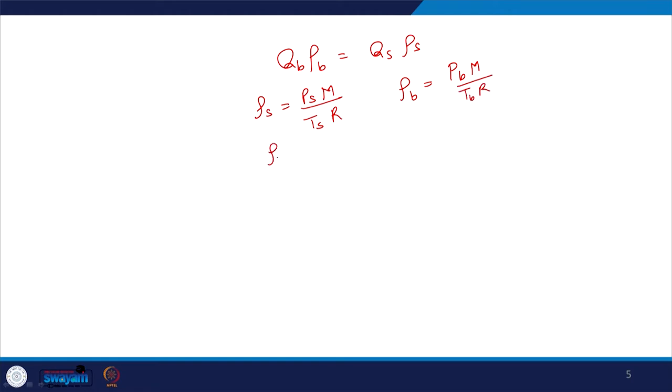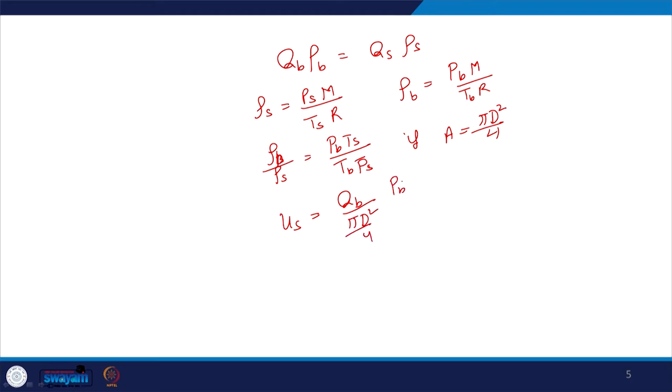Now, under steady state condition, Qb rho b is equal to Qs rho s, and rho s is equal to Ps m upon Ts r, and rho b is equal to Pb m upon Tb r. So, rho b upon rho s is equal to Pb Ts upon Tb Ps. Now, if we take A is equal to pi d square upon 4, and combine these equations, we get Us is equal to Qb upon pi d square upon 4 into Pb Ts upon Tb Ps.